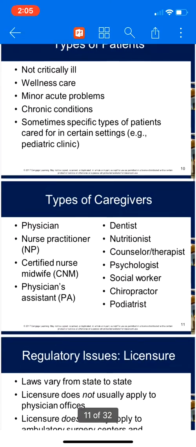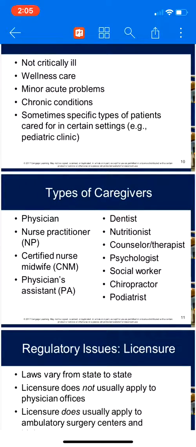Now, let's talk about caregivers. A lot of the same caregivers that you see in the hospital setting: physicians, nurse practitioners, midwives, nurse midwives, not necessarily seeing those in the hospital. See your physician assistants, there's dentists, nutritionists, counselors, therapists, psychologists, social workers, chiropractors, one you don't necessarily see in the hospital, and then podiatrists.